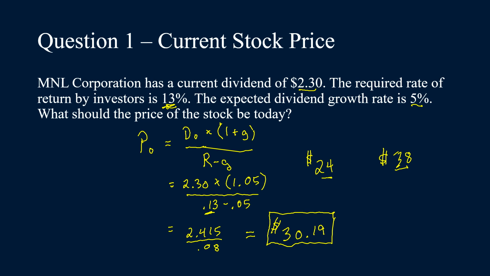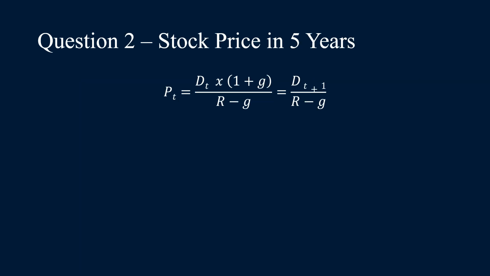Now, let's go to the next question. The next question is slightly different because it's asking us what the stock price is going to be in 5 years' time. So we can actually use this model and try to predict in the future what it will be. It's basically the same information, but there is one extra step that we have to do. First of all, we're looking for the price at time t. Time t we're going to use for 5 years. And then of course we need the dividend at time t times the growth rate, divided by our required rate of return minus our growth rate.